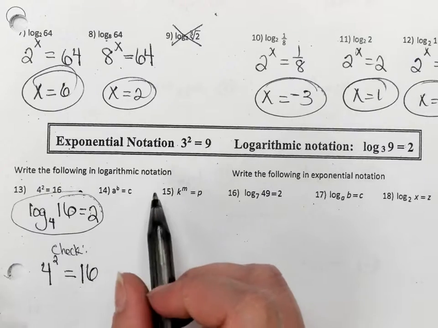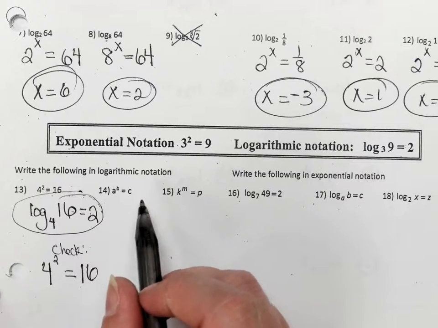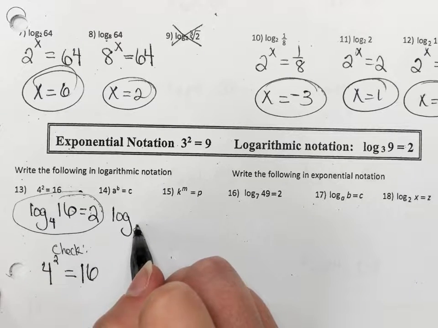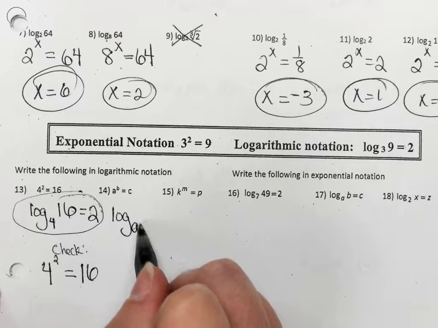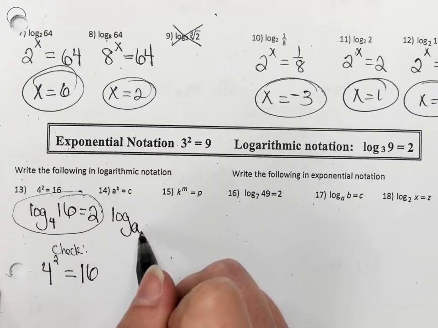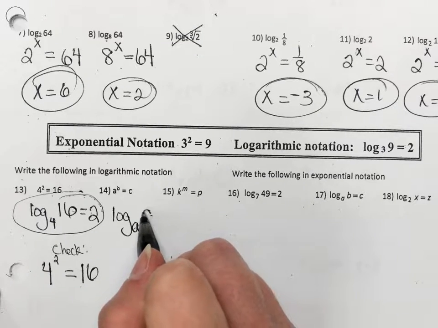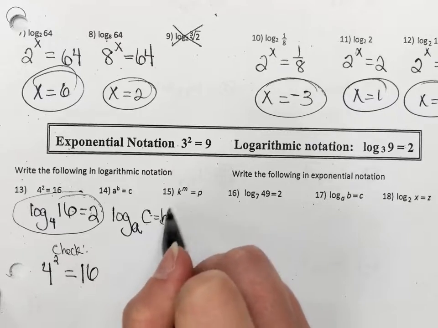Okay, what about number 14? Same thing. Don't let it freak you out because it's letters. So log, and then what's your base? A. Notice how I dropped the A down below the log, okay? And then what should be level with the log right here? C. And then it always equals your power. Very good.